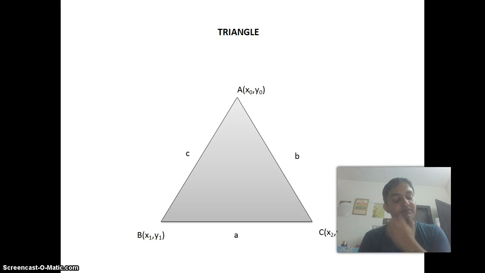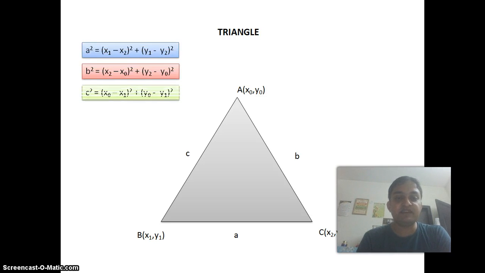So following from the previous slide and applying Pythagoras theorem and the distance formula that we have seen previously, I can right away say that A square equals x1 minus x2 whole square plus y1 minus y2 whole square, B square equals x2 minus x0 whole square plus y2 minus y0 whole square, C square equals x0 minus x1 whole square plus y0 minus y1 whole square.